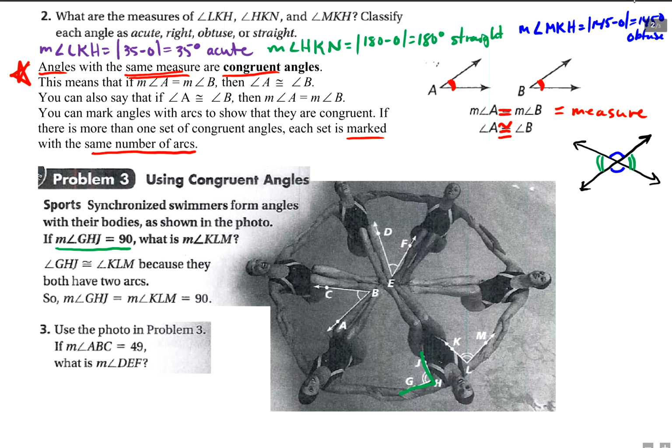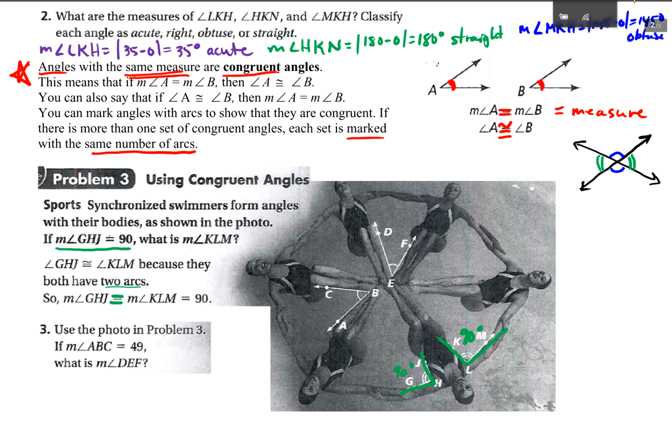And look, there are 2 tick marks on it. Are there any other angles with the 2 arcs in there? Why, by golly, there is. This angle right here, angle KLM. So what do I know about those 2 angles? I know that angle GHJ is congruent to angle KLM because they both have those 2 arcs. So if my angles are congruent, my measures are equal. So because I know that this one is 90 degrees, I know that this one is also 90 degrees.